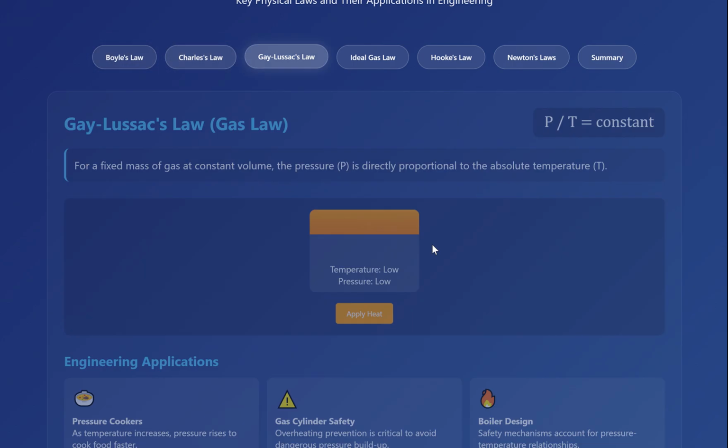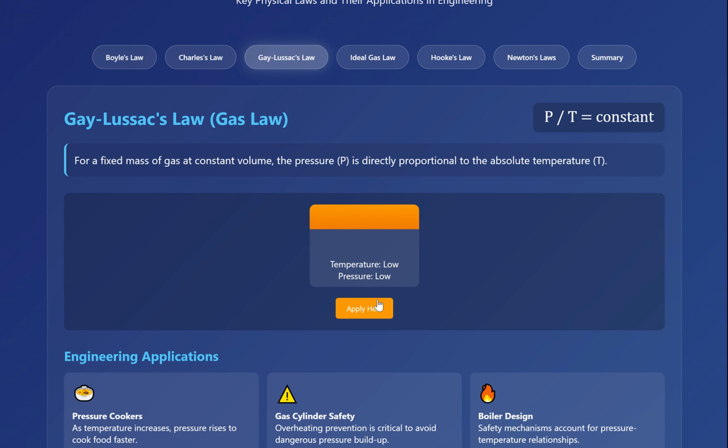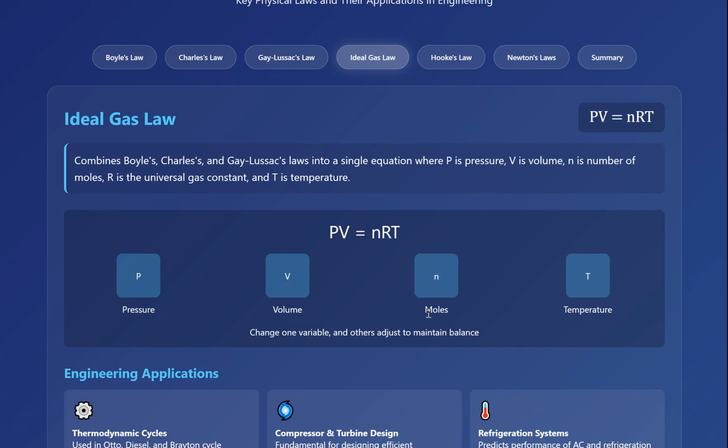As you can see, the other one, for example Gay-Lussac's law, if I apply it, what does it do? Because this one is directly proportional, when you increase temperature, pressure increases. It is heating now here. You see? It is heating. Let's go to the ideal gas law, also the same. You'll see a Hooke's law.